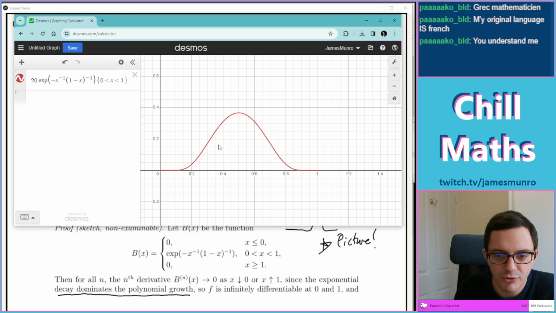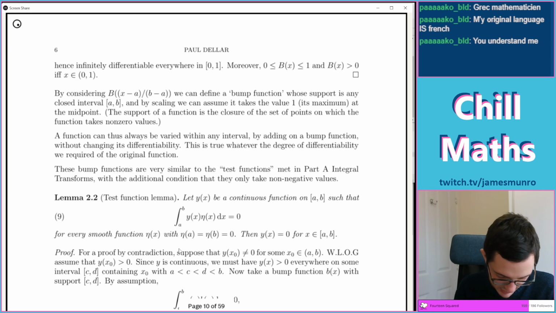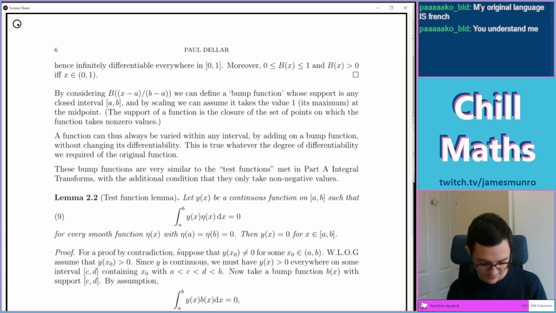I feel like I want to try and get that picture into the lecture notes. By scaling, assume it takes the value 1 at the midpoint. Oh, right. Okay. Well, if we can fix that.